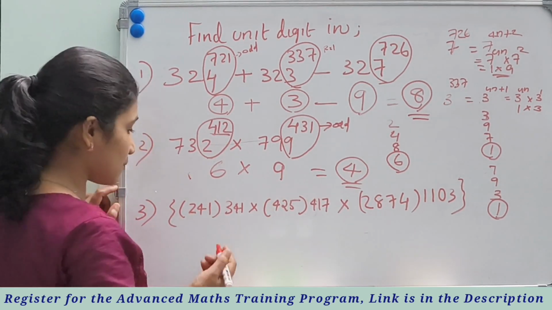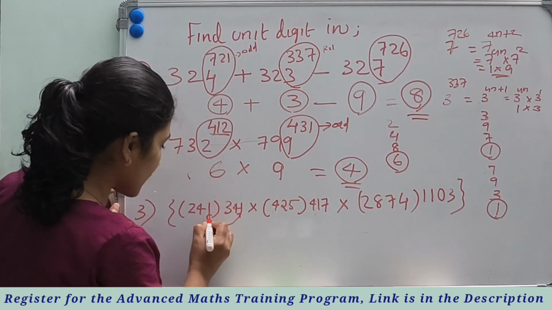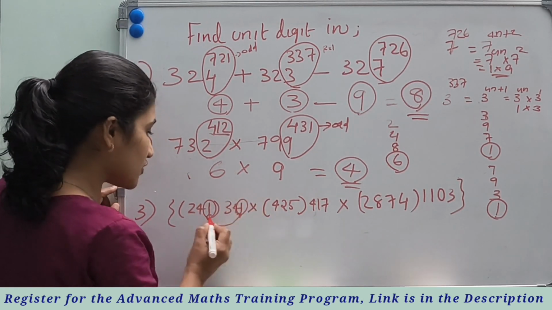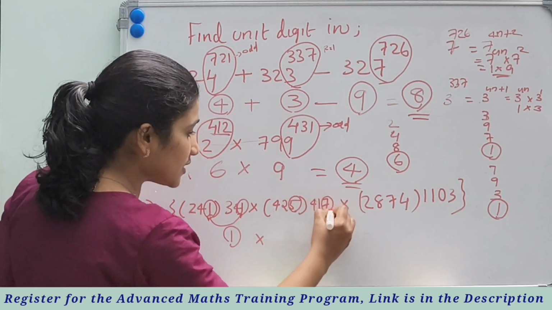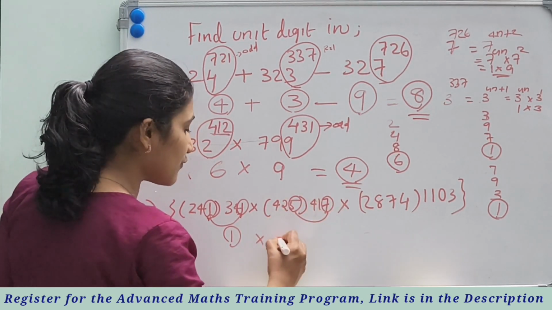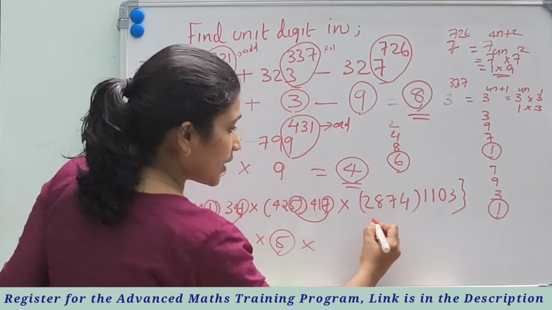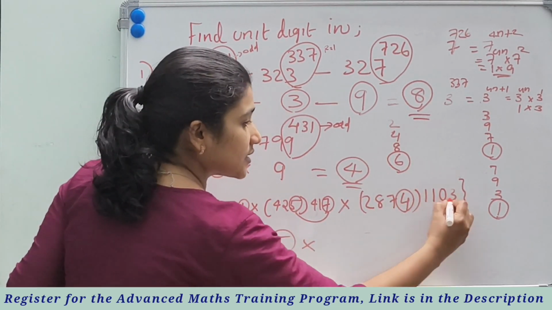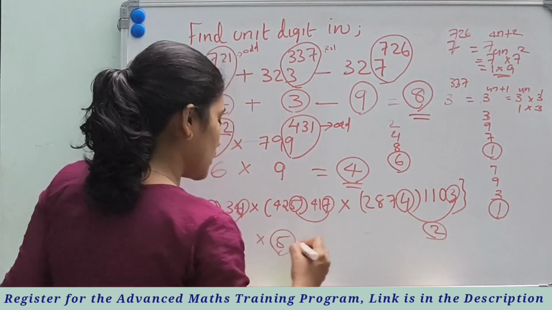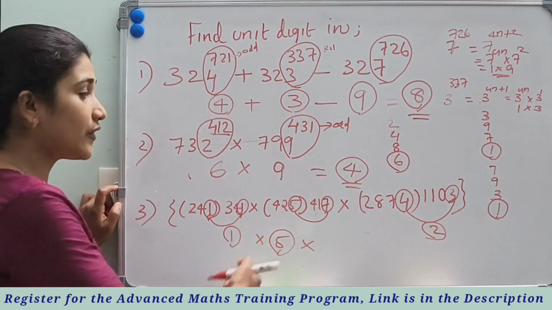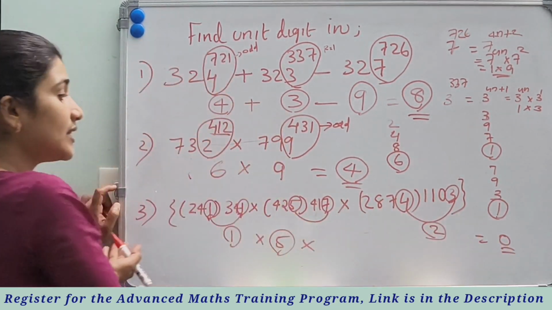Now in the third expression, just multiply the unit digits. Here the unit digit is 1. 1 into 1 is 1. Into here the unit digit is 5, and here it is 7. 5 into 7 is 35. 5 is the unit digit. Again into here 4 is the unit digit and 3 is the unit digit. 4 into 3 is 12. So 2 is the unit digit. So 1 into 5 into 2. 5 into 2, 10. So this is equal to 0. 0 is the unit digit in the third expression.